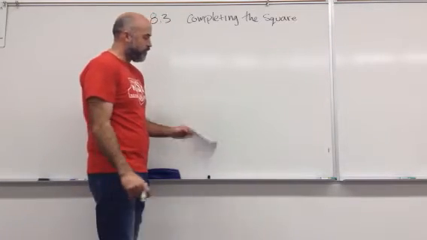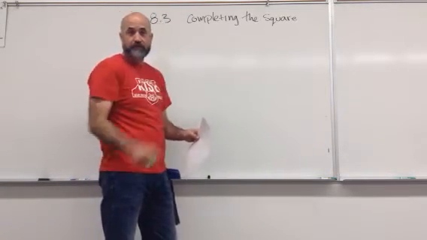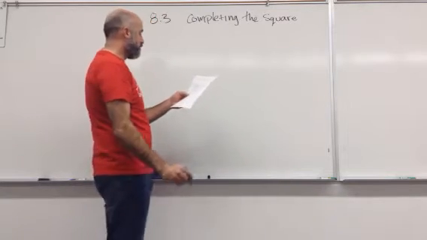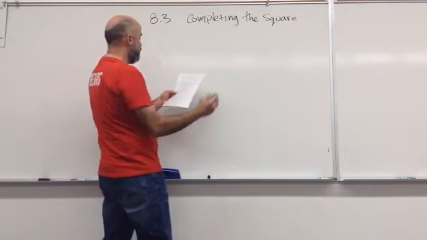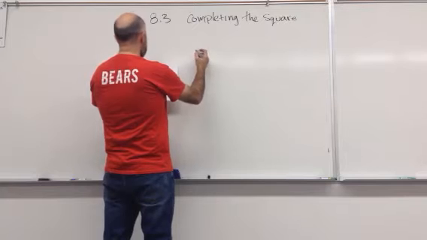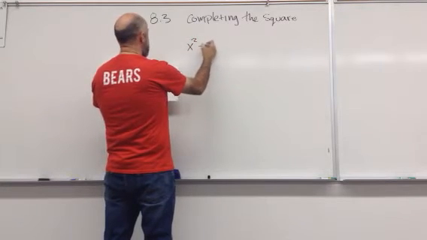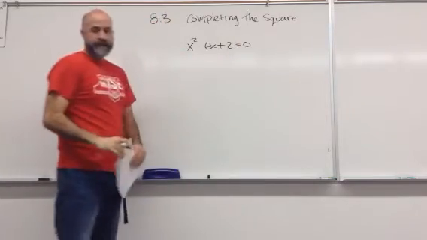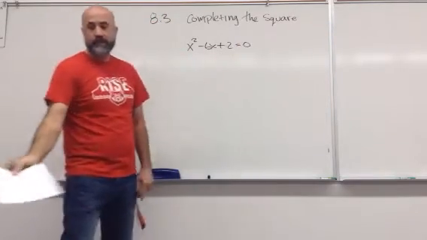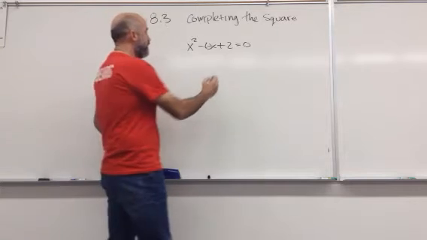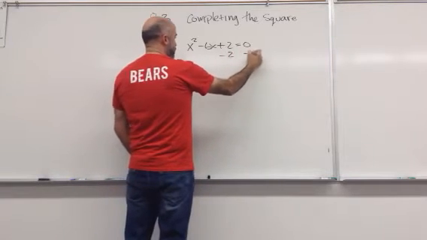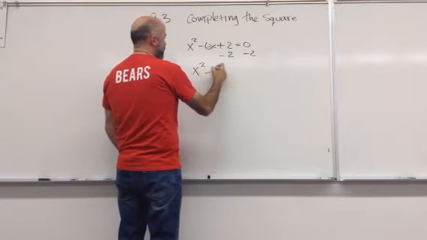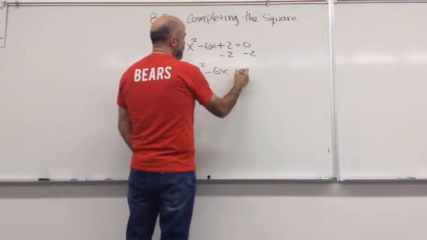This is from your notes. Hopefully you guys are able to get this off of Canvas. This is the example, x squared minus 6x plus 2 equals 0. Again, the first step is to move c over to the other side. So I'm going to minus 2 from both sides. X squared minus 6x equals negative 2.